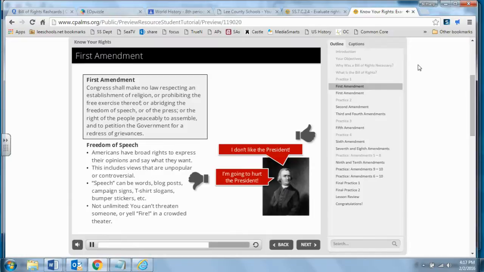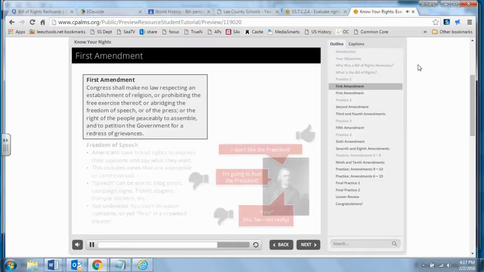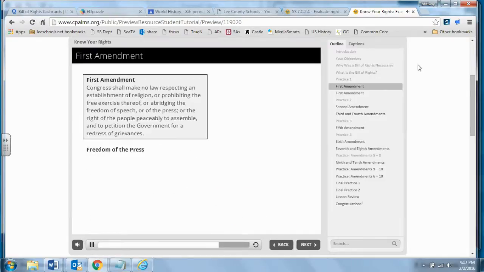Likewise, you can't yell "fire" in a crowded theater as a joke, since it might start a panic and hurt people. These kinds of speech violate laws, so they're not considered protected. They're considered dangerous. Freedom of the press is related, but a little different.